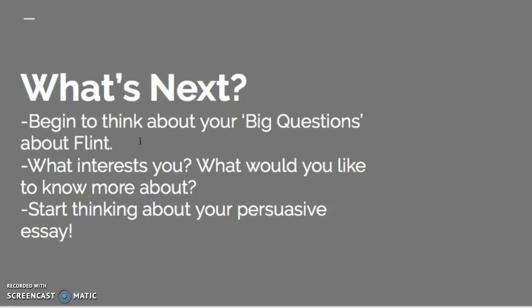And what's next? So now that you have a basic background on what happened in Flint, we need to start thinking about the big questions. So big questions for you are, what interests you about this topic? What would you like to know more about? And this way you can start thinking about your persuasive essay. What would you like to pursue? Once again, this was just a launching pad for you to start to grasp what happened and start thinking about your own community and areas to research.